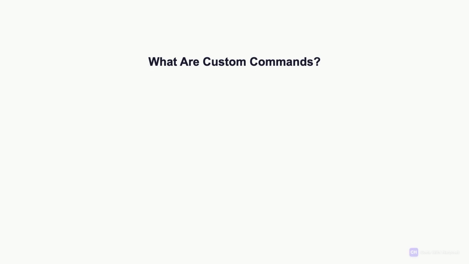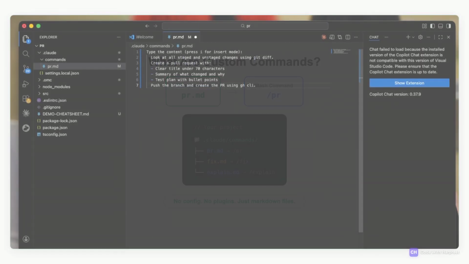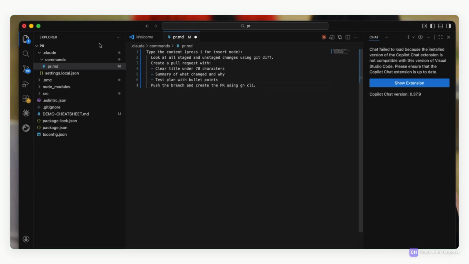Okay, so here's how custom commands work in Claude Code. It's actually so simple that most people don't believe me when I explain it. You create a folder called .claude/commands inside your project. That's it. That's the setup. Inside this folder, you create markdown files. And here's the magic. The file name becomes the command. So if you create a file called pr.md, you now have a /pr command. If you create fix.md, you have /fix. The file name is the command name.